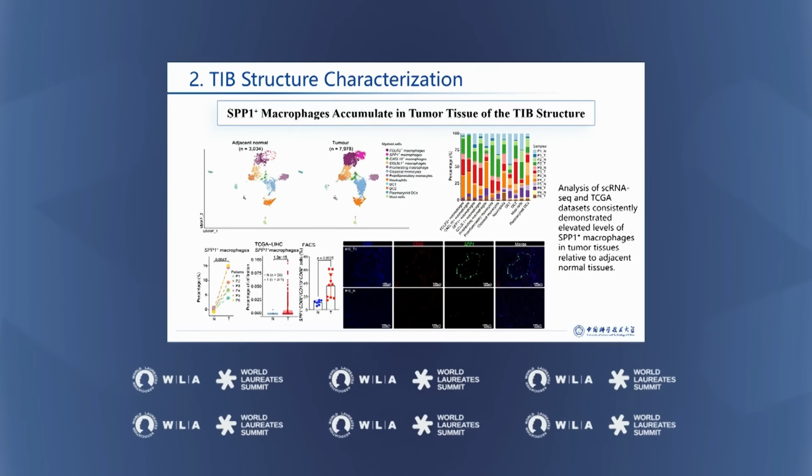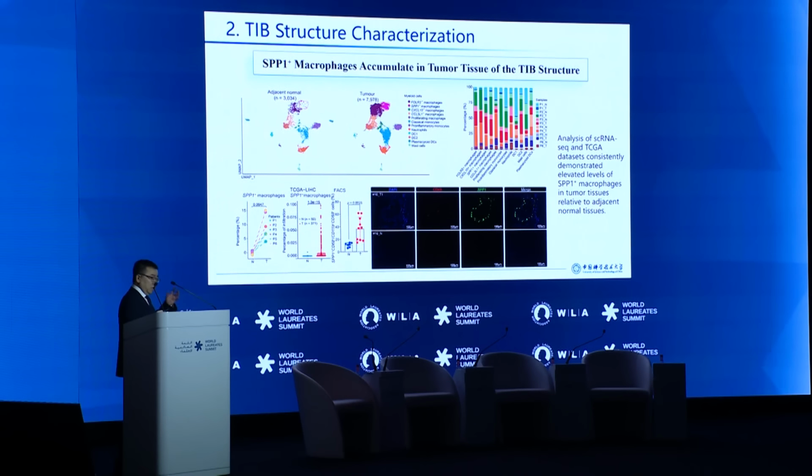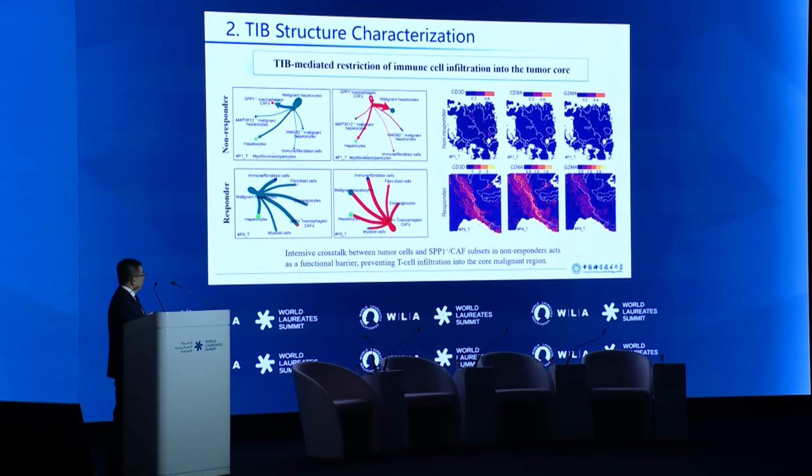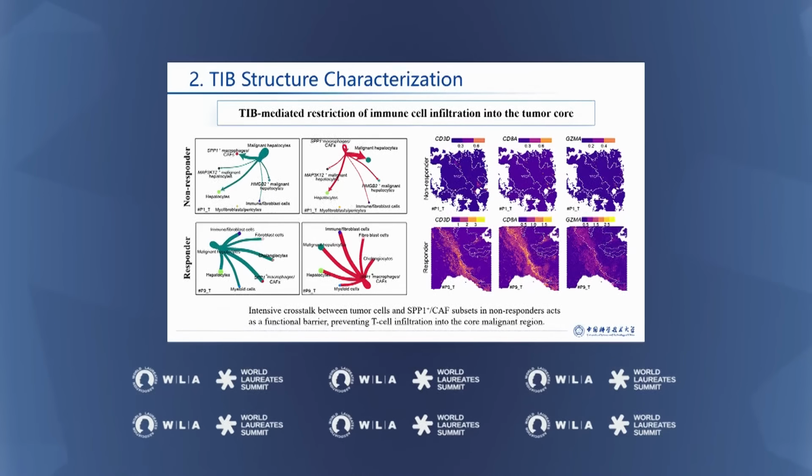And we analyzed this with single-cell RNA sequencing and the TCGA database, which consistently demonstrate elevated levels of SPP1 positive macrophages in tumor tissues relative to the normal tissues. So we identified these structures. But these structures are not only the SPP1 positive macrophages, they are combined with the cancer-associated fibroblasts. They form the tumor immunobarrier. And the tumor barrier restricts immune cells, especially T cells, from infiltrating into the center of the tumor.